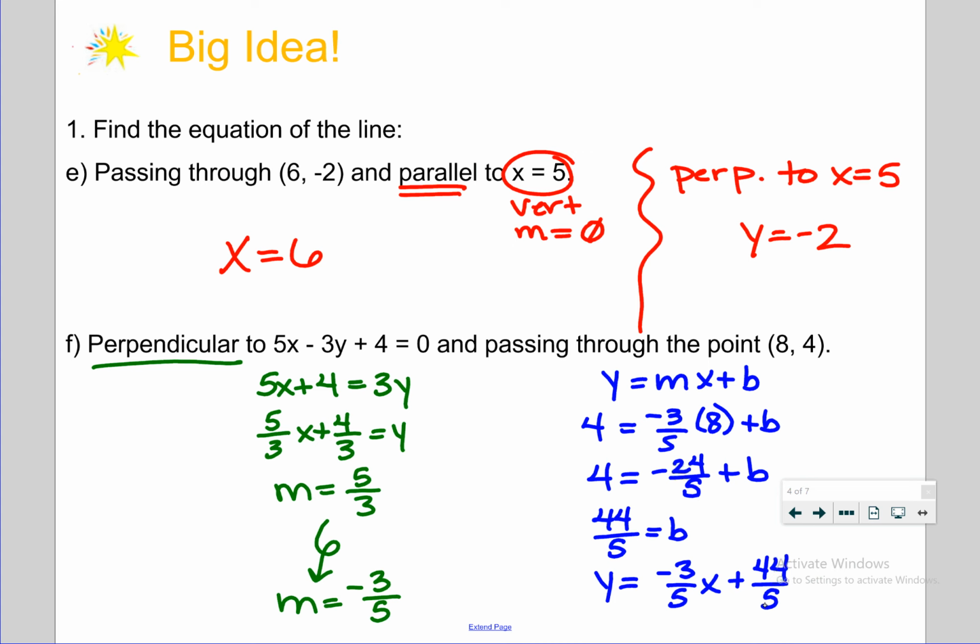Right? Final answer. Yes? Wait, so if y equals -2 and x equals 5 are perpendicular, does that mean that 0 times undefined is -1? Could be. I mean, we can't actually do that calculation, but undefined, we're going to talk about later in this class, is the reciprocal of 0.